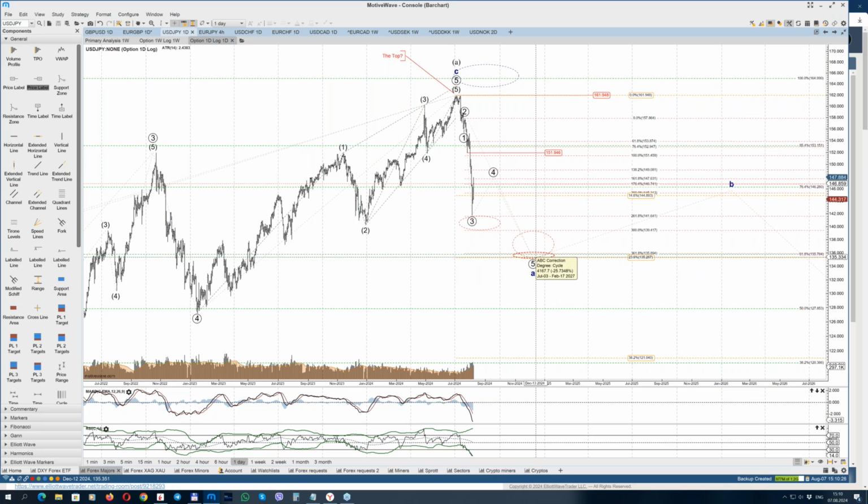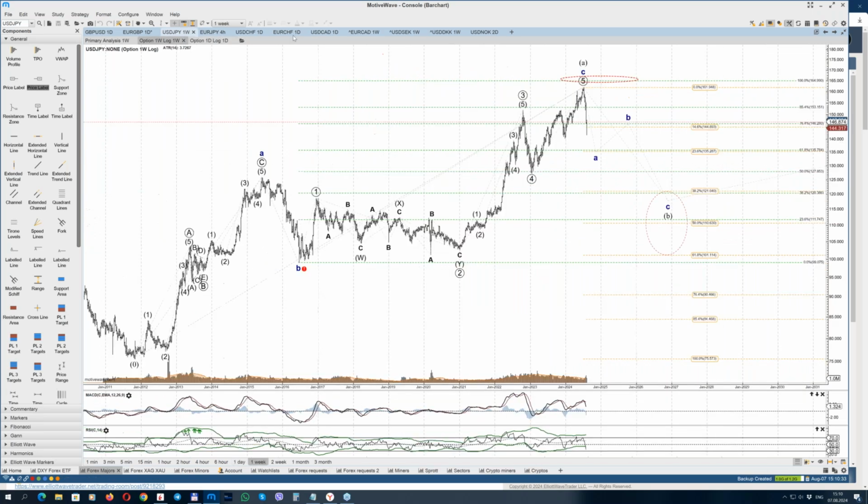So if the pair is going to follow that extension, then we may indeed extend to the downside in a much stronger manner. The target at 121 might be only an initial target for the entire correction. After all, we may be unfolding ABC of A, then a corrective bounce, and then wave C of a large degree to 101 or even lower to 90.46.